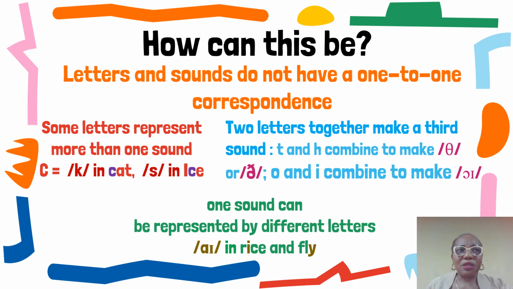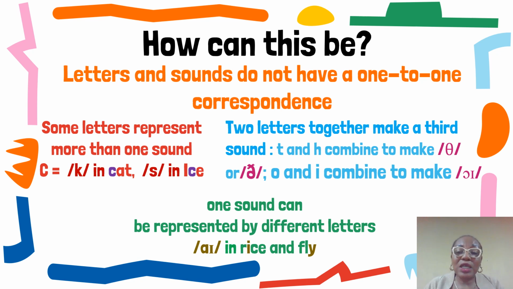How is it though that 5 vowels and 21 consonants make 44 sounds? Well, this is an explanation of it. English language does not have a one-to-one correspondence between letters and sound. So there is no one-to-one correspondence between letters and sounds. So in most Nigerian languages, there's a one-to-one correspondence. One letter represents one sound. This letter represents that sound, and that is it.